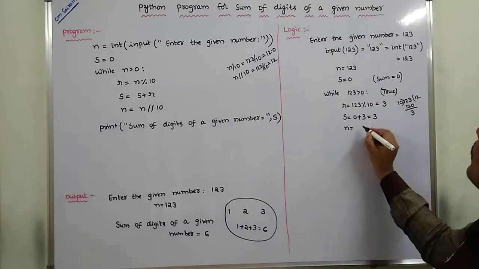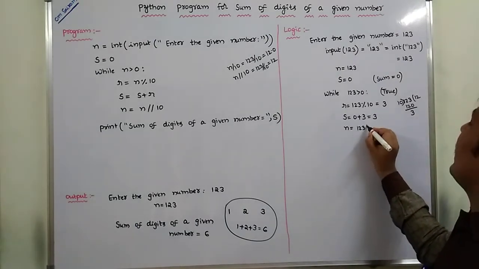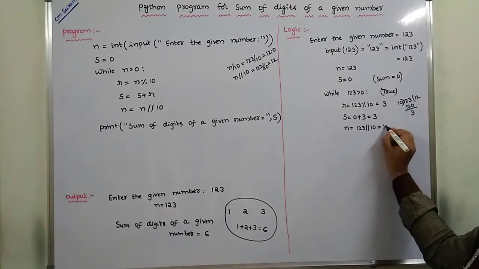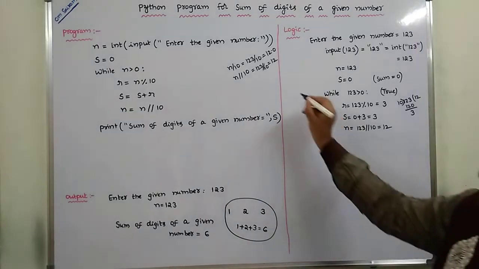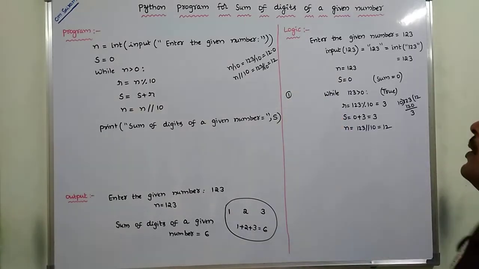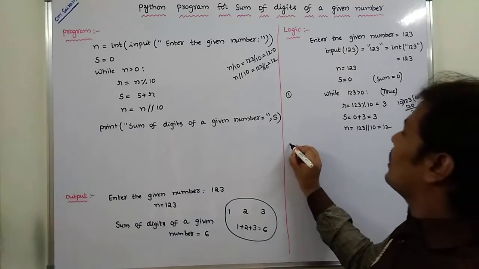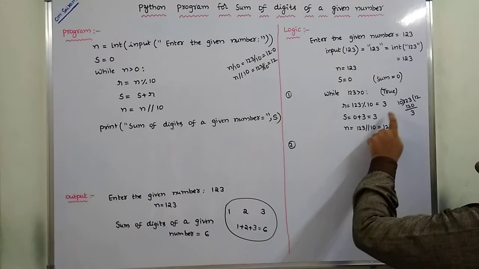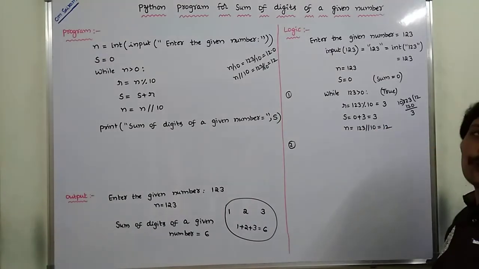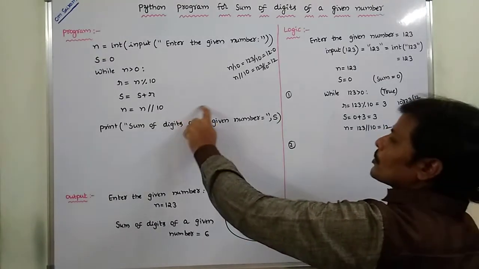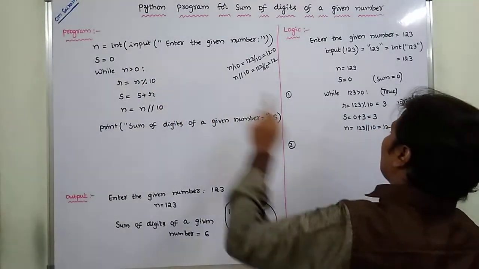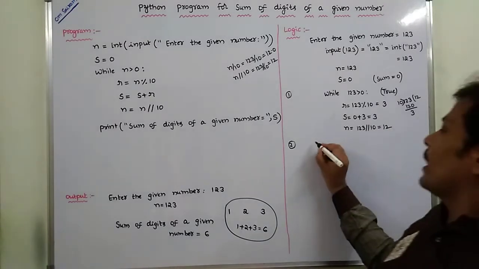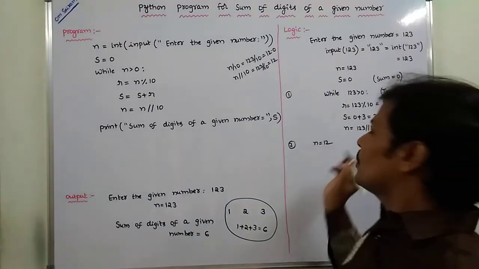Next, n is equal to, so 123 divided with 10, we are getting integer value 12. Okay. So this is the first iteration. After first iteration, what are the values we are getting? R is equal to 3, S is equal to 3, N is equal to 12. Again, the control goes to the while loop. Here, what is the value of N in the previous step? That is 12. Now we go for N is equal to 12.